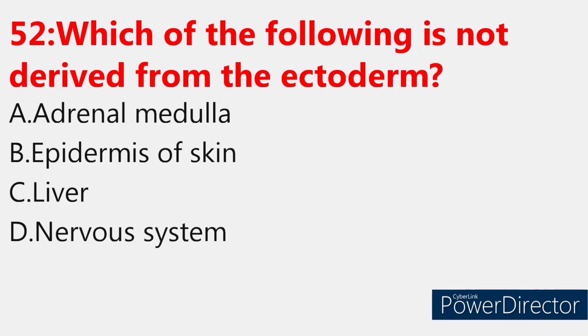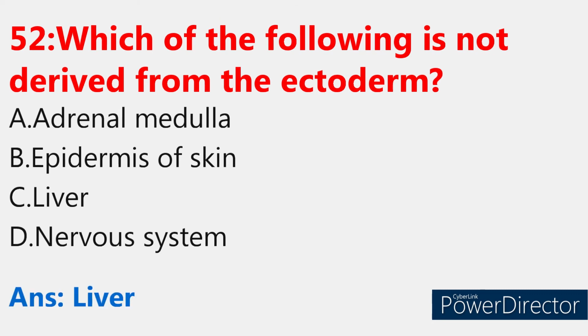Next question. Which of the following is not derived from the ectoderm? Option A adrenal medulla, option B epidermis of skin, option C liver, option D nervous system. And the correct answer is option C liver.